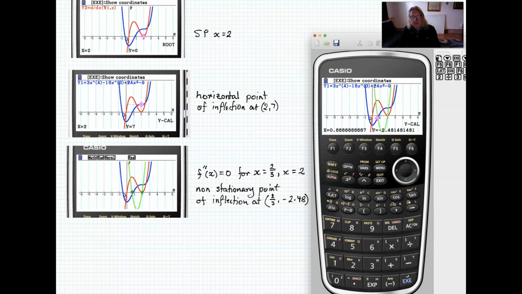Okay, that's the end of this little video. I hope that helps you using the graphics calculator to assist with finding stationary points and points of inflection.